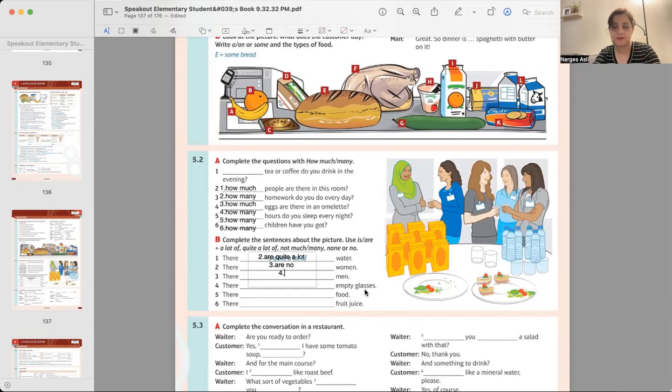Empty glasses. خب 2 تا بیشتر نیست. این 3 تا فوله، پس میگیم there are not many empty glasses. خیلی empty glasses اینجا نیست. یا there aren't many empty glasses.